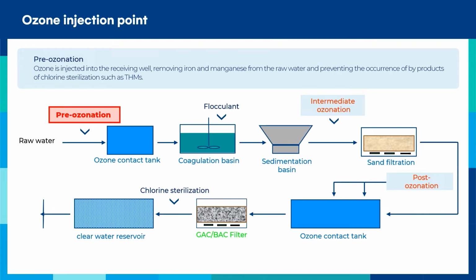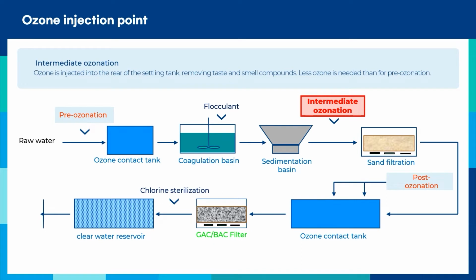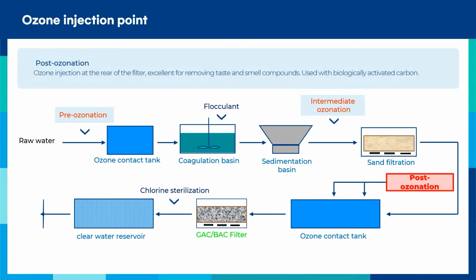Pre-ozonation refers to ozonation at the water intake stage, and intermediate ozonation refers to ozonation after the settling tank, followed by post-ozonation treatment after the sand filter. Post-ozone is effective for treating taste and odor substances. In general, it is common to connect the post-ozone and granular activated carbon processes to operate as bioactivated carbon. By operating with bioactivated carbon, the service life of activated carbon can be increased.